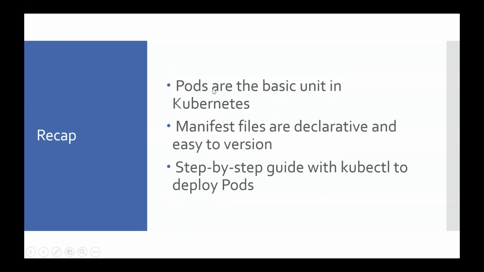So finally, the recap: pods are the basic unit in Kubernetes, and these are the smallest unit. If you are creating it, you will have to supply the container images and the container names. So this is the smallest unit you can create in Kubernetes. Manifest files are declarative and easy to version, and easy to store in version control as well. You can just write it and keep it inside your repository in GitHub, Azure repository, or any version control.